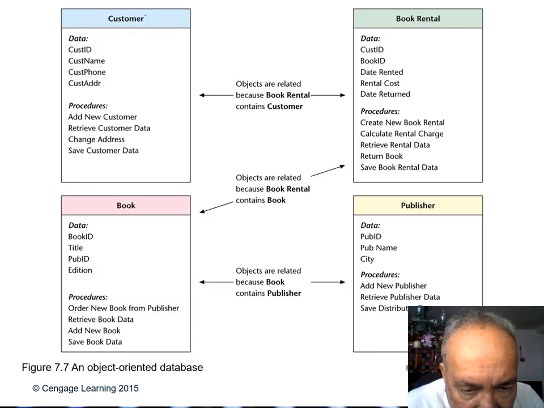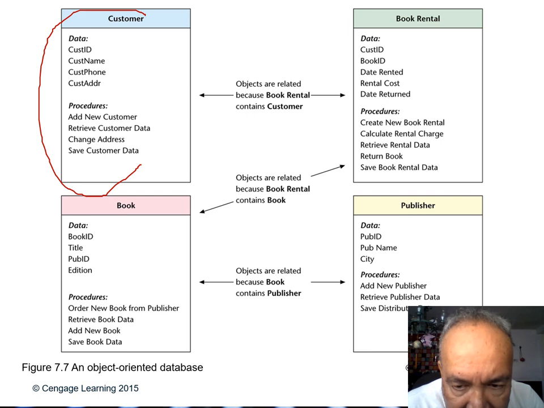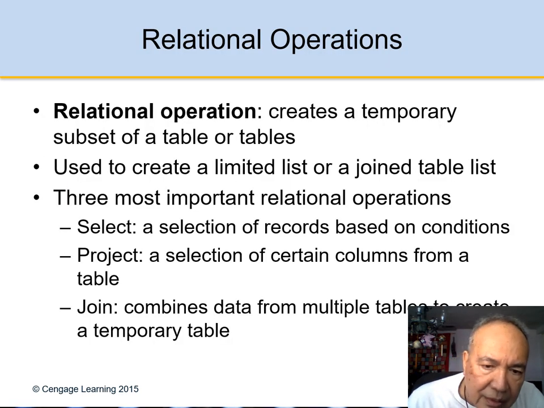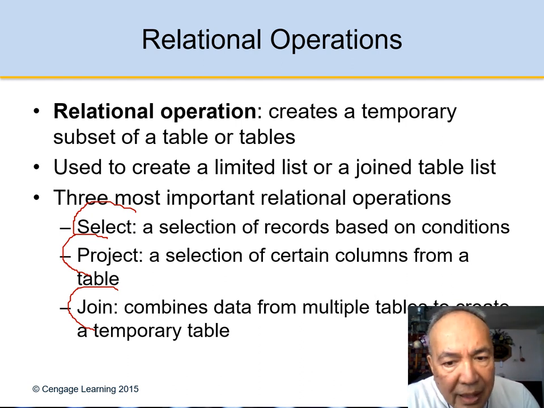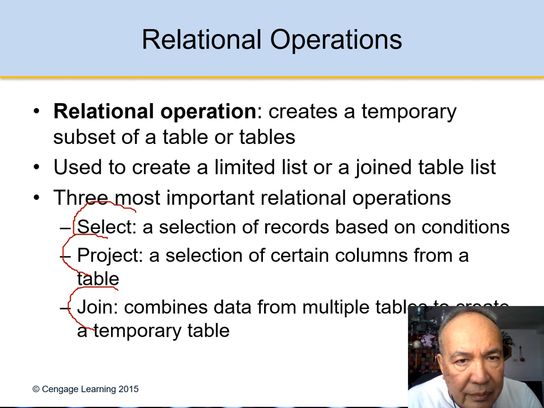So look at this. This is a model here, and this is another model, and then you can combine them together. Okay. A relational operation creates a temporary subset of a table or tables, used to create a limited list of joined tables. The three most important relational operations are select, project certain columns, and join the tables, join the objects, so you can have new information.